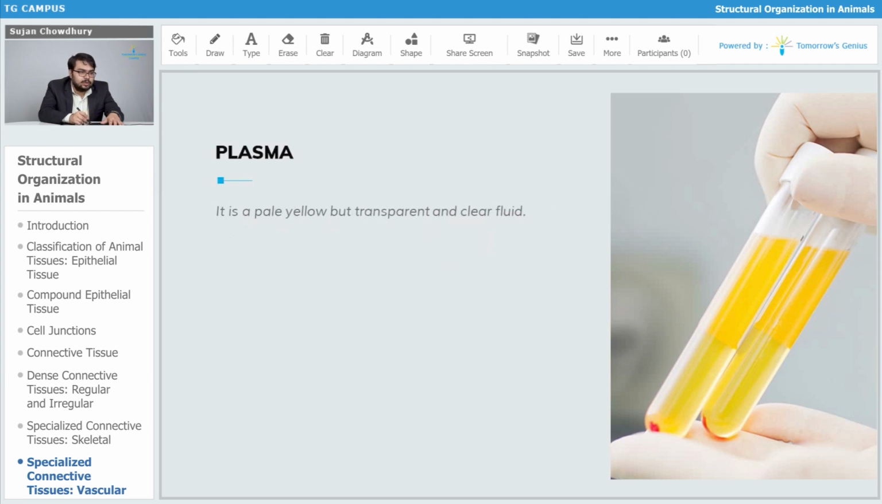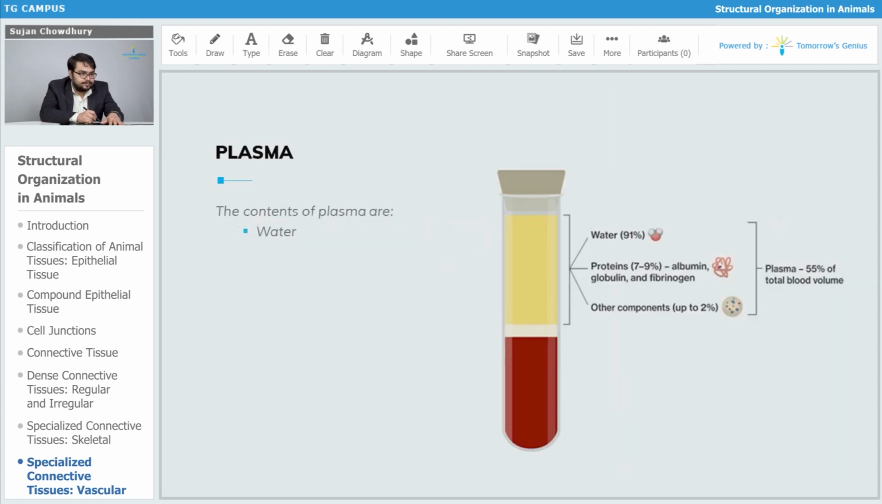The plasma is pale yellow, but it is transparent and it's a clear fluid. The contents of plasma are namely water, that's around 91%, 7 to 9% proteins, and around 2% other components are also found. Together they form up about 55% of the total blood volume. We know that in a male adult individual around 5.5 liters, and in a female adult individual around 4.8 liters of blood is going to be found.